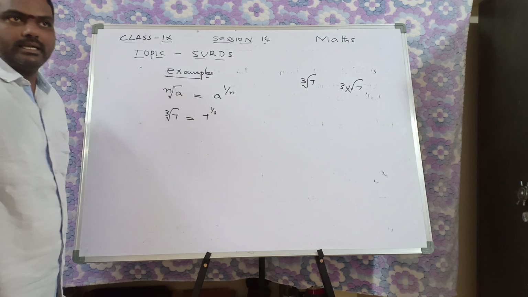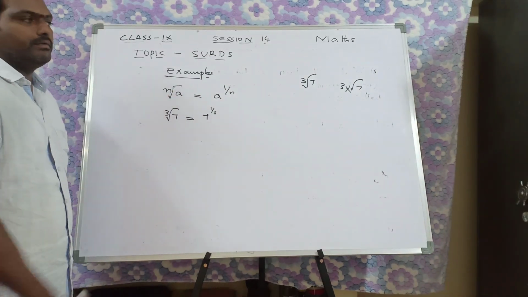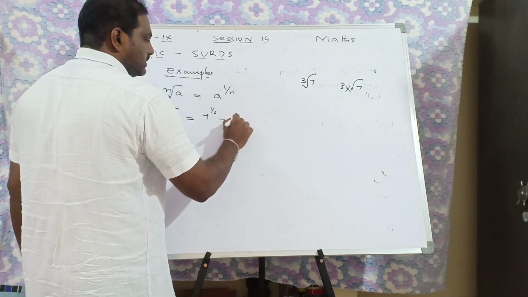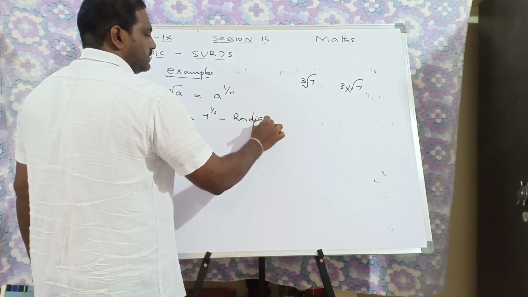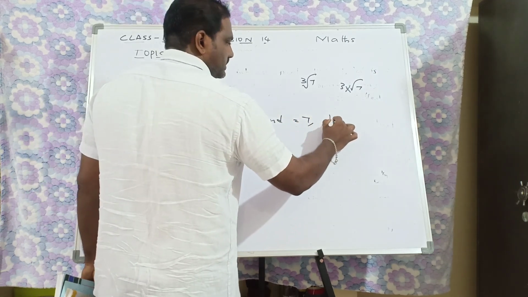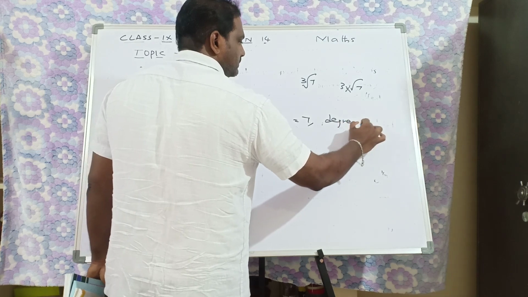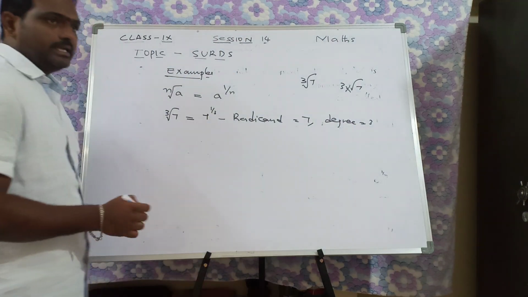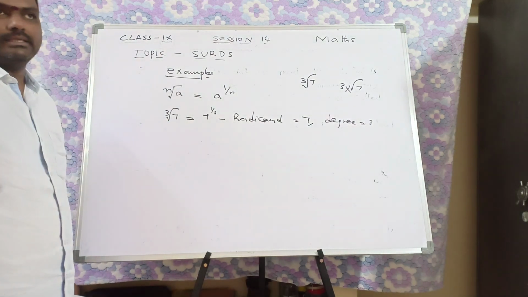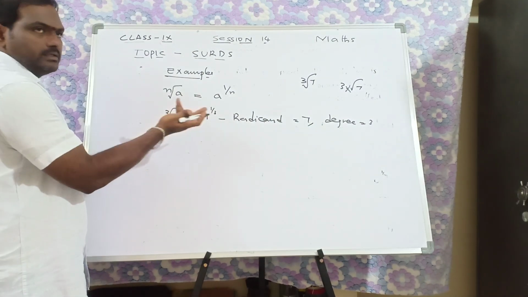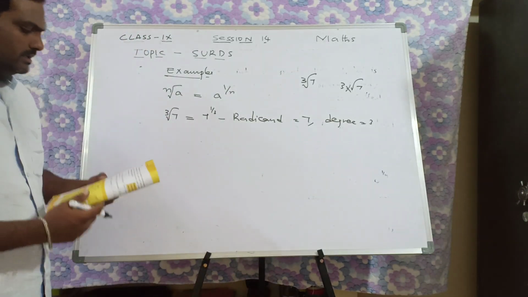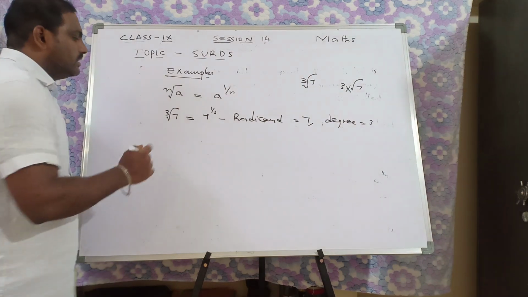So what is the radicand here? 7. And what is the degree here? 3. You have to write that. Radicand is a, 7, and degree is 3. What is the condition? It must be greater than 1. Yes. And a must not be written as the nth power of any other rational number. 7 is not, and 3 is the degree of this one. Right?